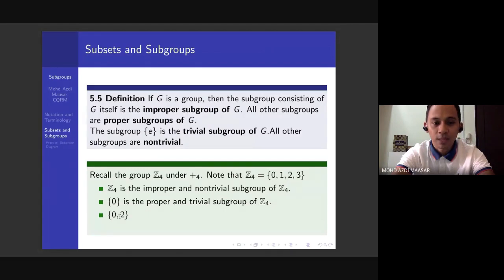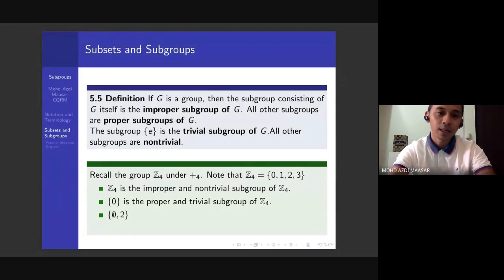So the operation is closed. Next, you need not check for associativity, because addition modulo 4 came from integer modulo 4. We know that it is a group, so of course it is associative. And then you need to check whether the identity element is in here. Clearly, the identity element of integer modulo 4 is 0, and it is also in this subset.